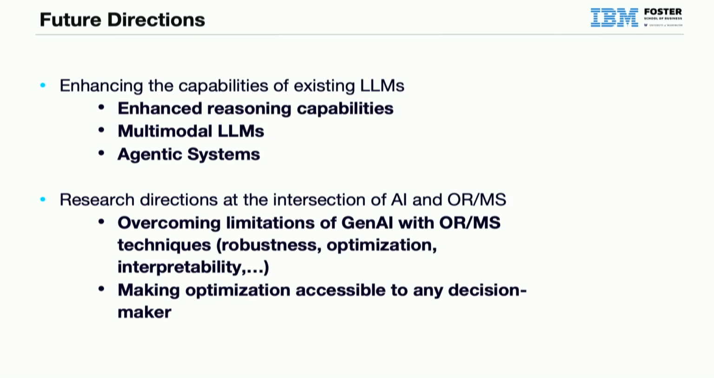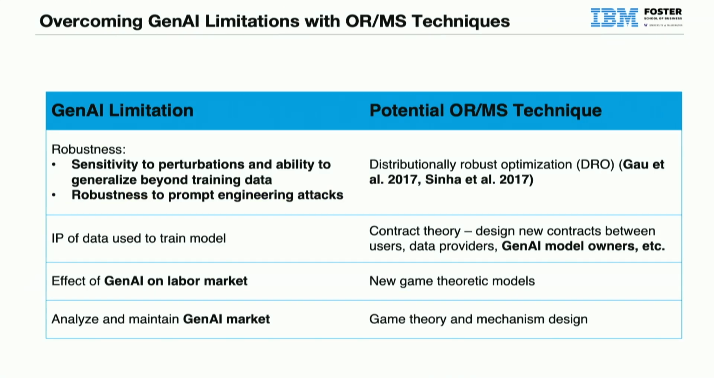Finally, I want to close with some research directions at the intersection of AI and OR/MS. I think there are two primary directions. One is what can operations research and management science contribute to the development of large language models and generative AI, and the second is how far can we take these generative AI to actually help business decision makers make better decisions.